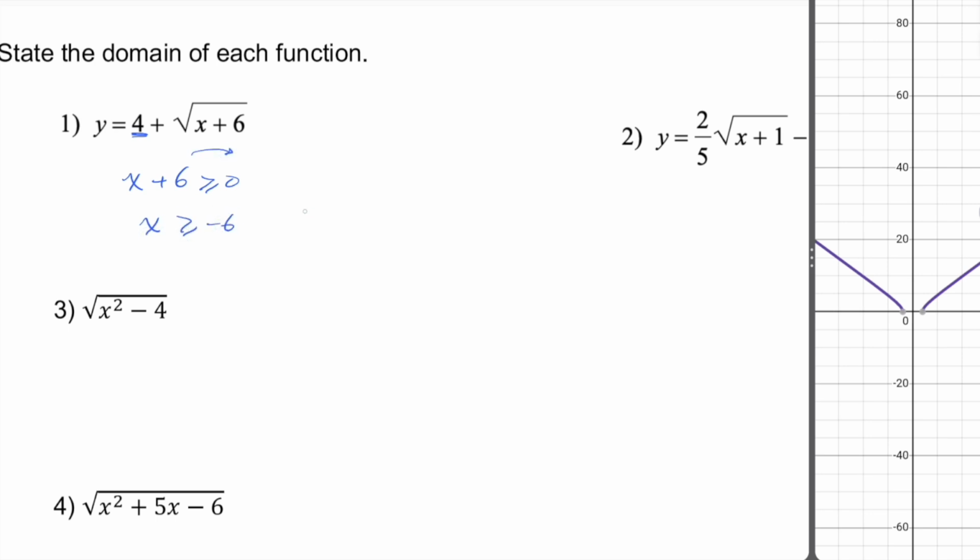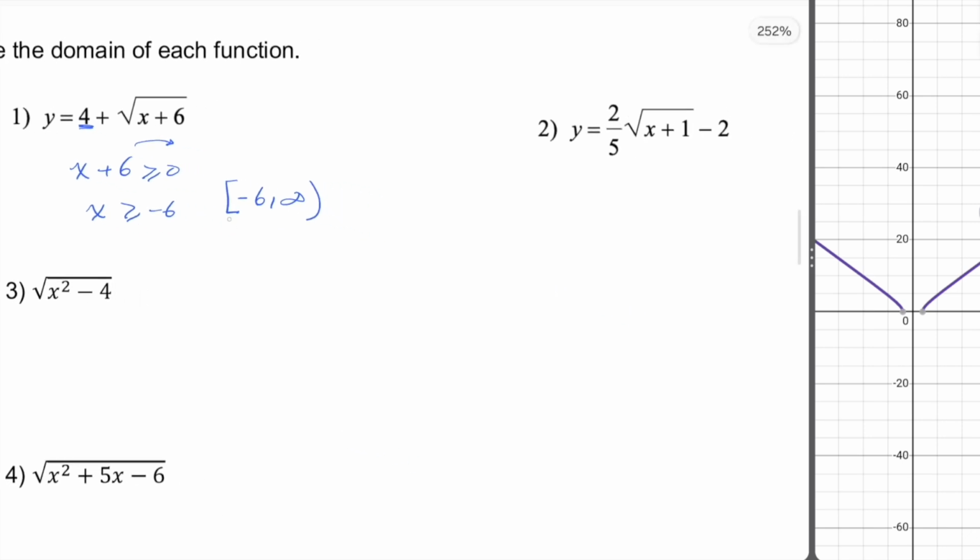So in interval notation, negative 6 comma positive infinity, because it's growing or increasing. Close bracket because of the equal sign here, I have an equal sign, and open bracket always for the infinity, positive or negative infinity. And this is the domain.